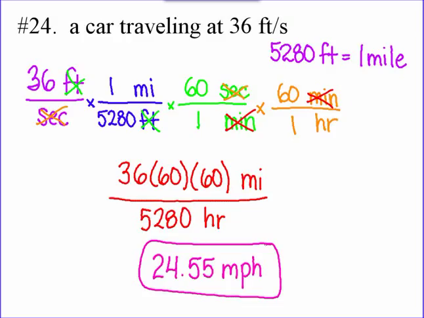Now, real quick, let's look at number 25. It says a snail is moving at 3.6 meters per hour. So the snail is moving at 3.6 meters per hour. What would be a good thing to convert that to?